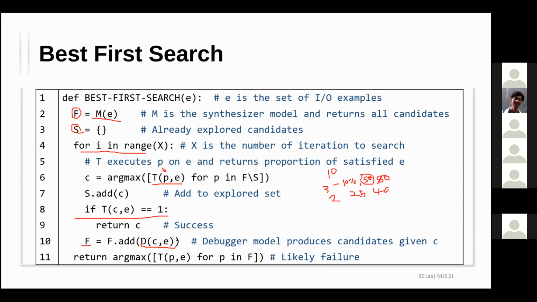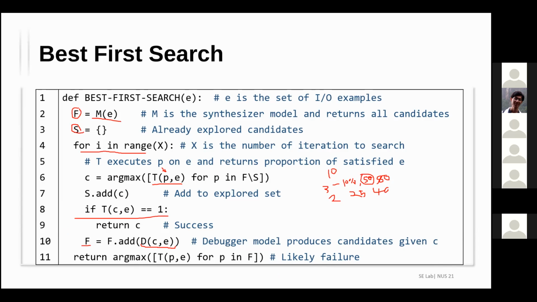Yeah. So the idea is that, let's say I hit a dead end, right? I would turn around and take the next most promising candidate. So that's why it's a best first search. They tried best first search and greedy search. Best first search performed better. So ultimately they use best first search.